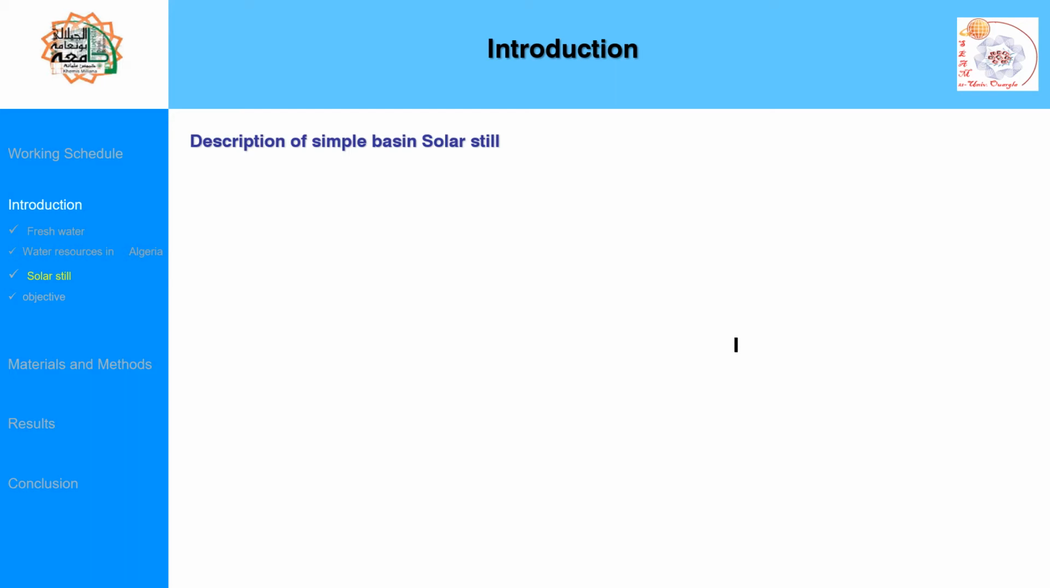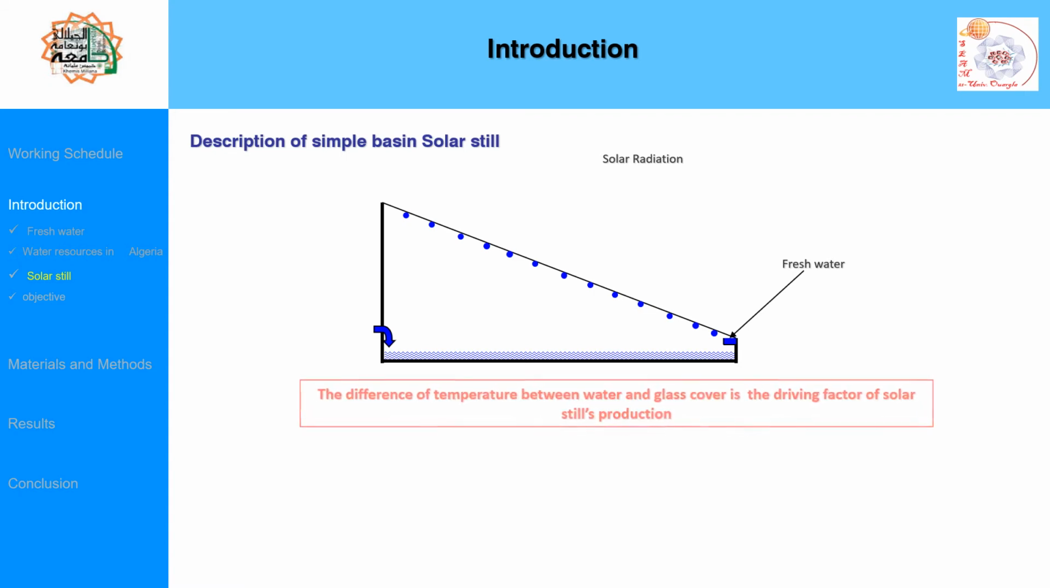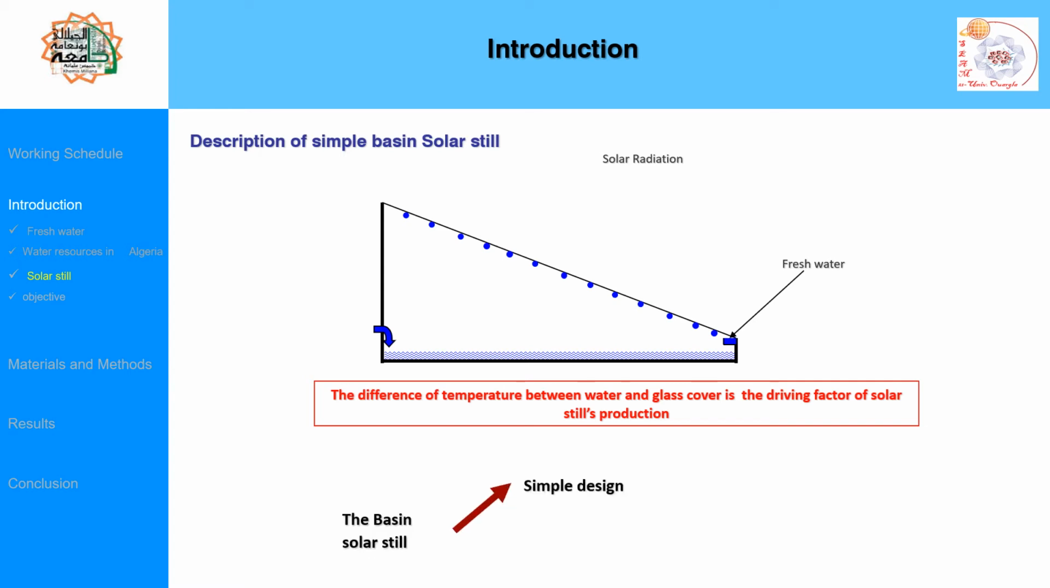It consists of a basin covered by a transparent surface in which there is a quantity of sea water or brackish water. The solar radiation entering the basin is absorbed by the bottom, thus heating the water, which evaporates. As a result of the temperature difference between the hot air and the inner transparent surface, the water condenses and the fresh water is collected at the bottom of the sloped transparent surface. We can conclude that the difference of temperature between water and glass cover is the driving factor of the solar still's production.